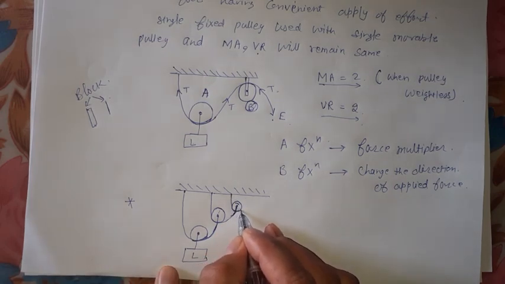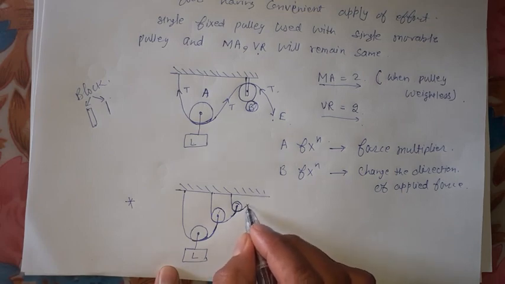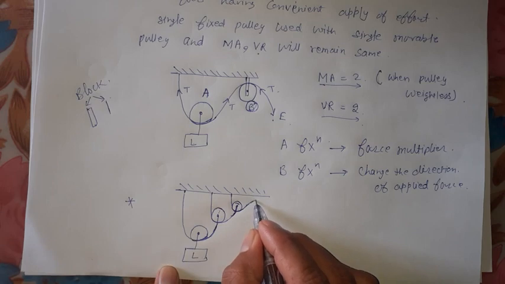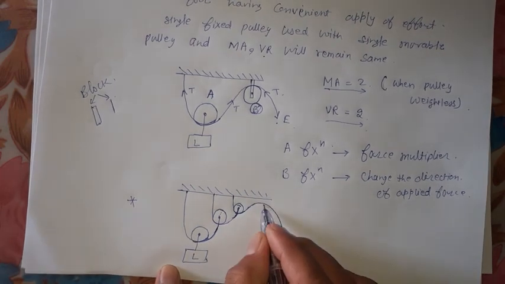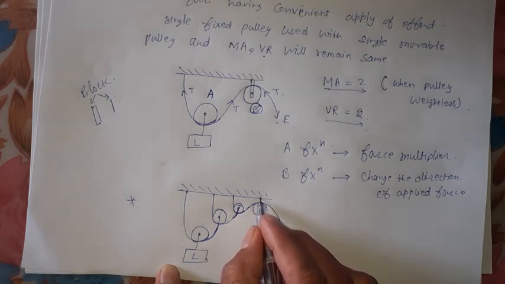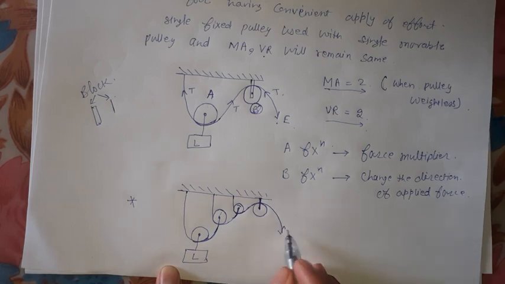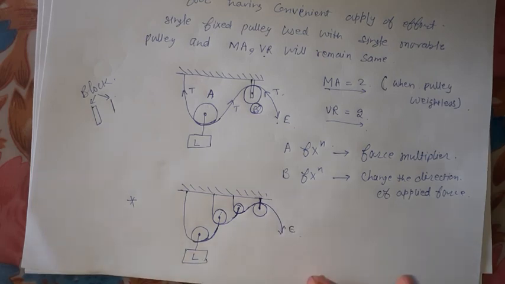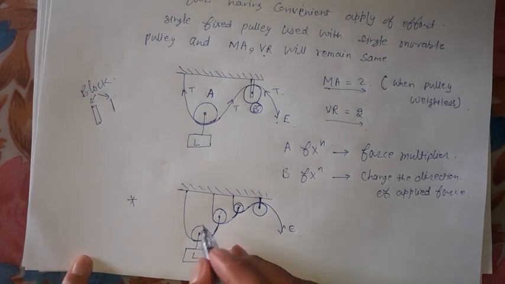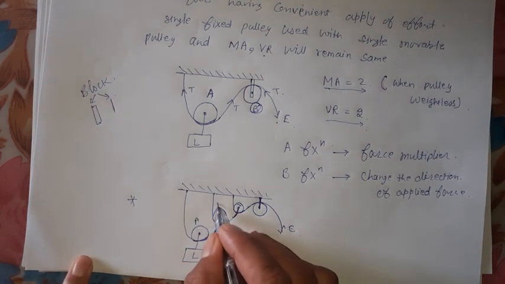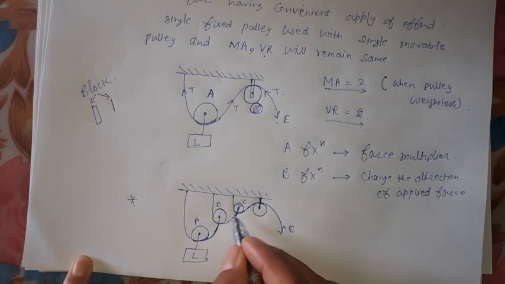Now, to make this effort convenient, I'm using over here a single fixed pulley. This is that single fixed pulley. The block of the single fixed pulley is attached with a fixed support, okay. And that effort I will apply at this end. So student, over here I am having three pulleys, 1, 2, 3, and all are movable.